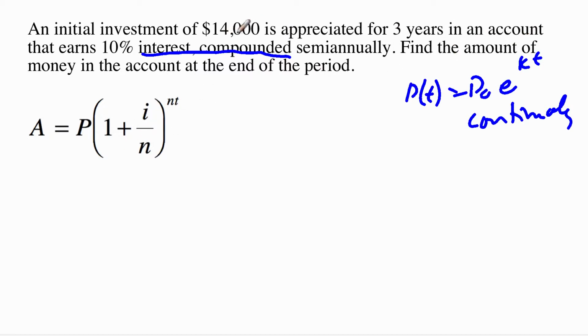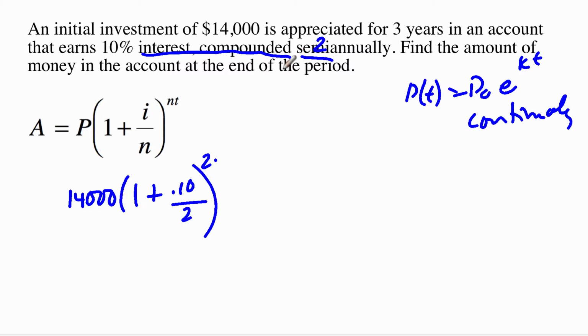So they say you've got 14,000 initially, that's a principal. So 14,000 times 1 plus interest rate is 10%, so that's 0.10, divided by n, the number of compounding periods. In this case, it's semi-annual, so that's twice a year, so I divide that by 2. Raised to the n, which is the same as this n, so it'd be 2 times how many years? 3 years. There we go. So amount is equal to 14,000 times 1 plus 0.10 over 2 to the 2 times 3.